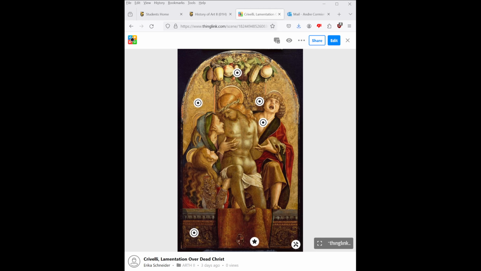There are four figures depicted from left to right. They are Mary Magdalene, the Madonna, Christ, and Saint John. The characters are typical of Lamentation, but the agonized expressions and gestures are unique for this time period.